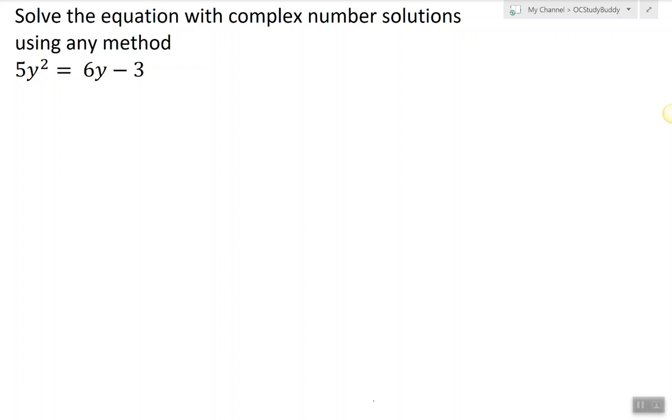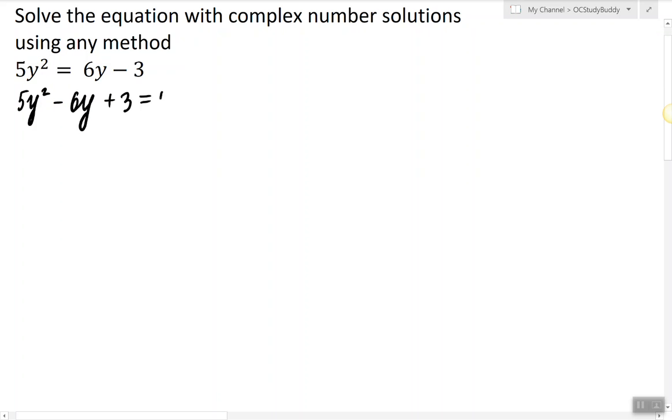In this video, I will show you an example of a quadratic equation that has complex solutions. And here, the problem is asking us to use any method. I'm going to show you two different methods. First of all, it's worth noting that when a quadratic equation has complex solutions, most likely you won't be able to factor it. So we're not even going to try to factor this quadratic trinomial, but I'm going to use the quadratic formula and the completing the square process.